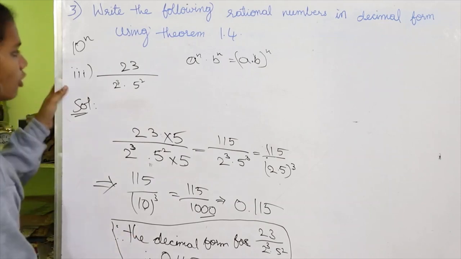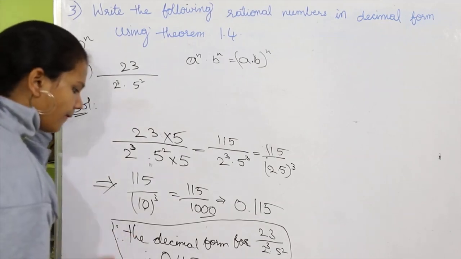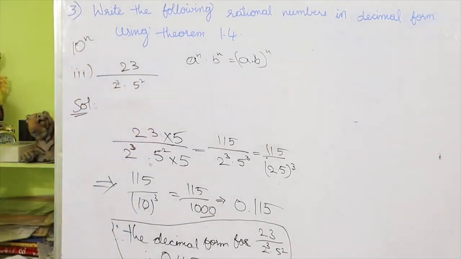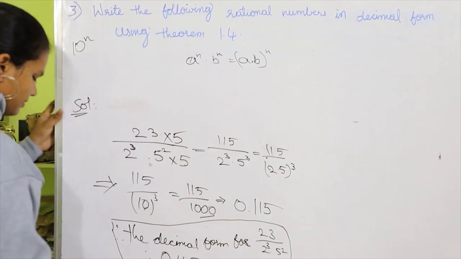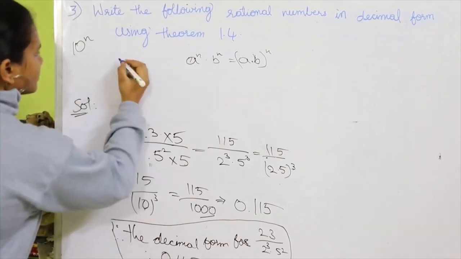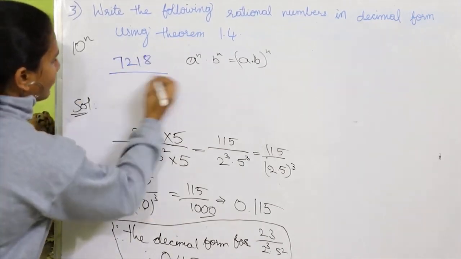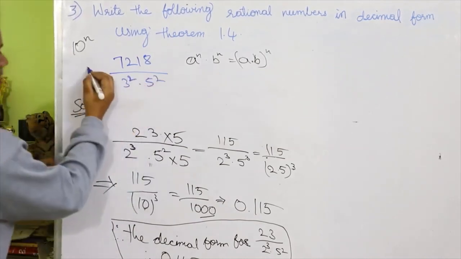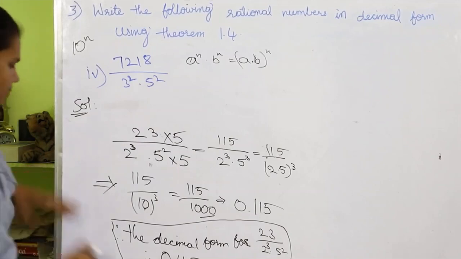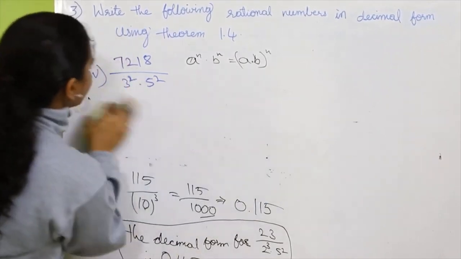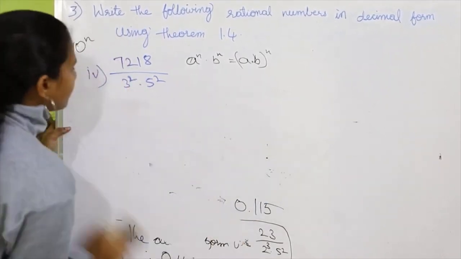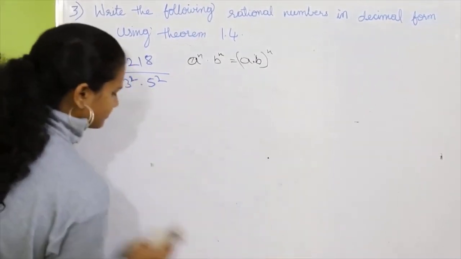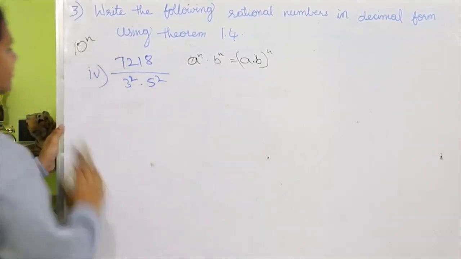Now let's go for the next one, the fourth one. 7218 by 3 square into 5 square. Let me write down the question first. 7218 by 3 square into 5 square. That's the fourth question. So 7218 by 3 square. Oh, okay guys, here we got 3 square into 5 square.